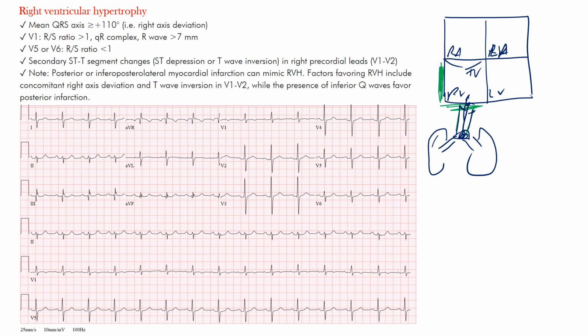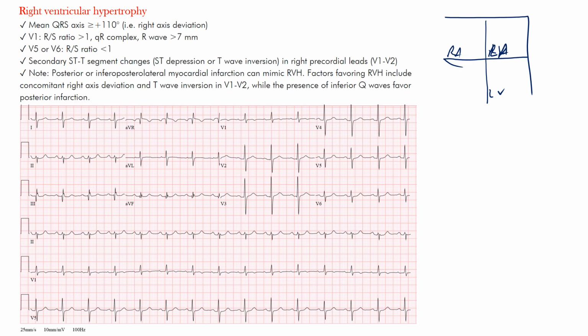Also, someone with lung disease, COPD, can eventually cause that, and those tend to be the things that we tend to see. So again, right ventricular hypertrophy is just thickening of that right ventricle muscle.